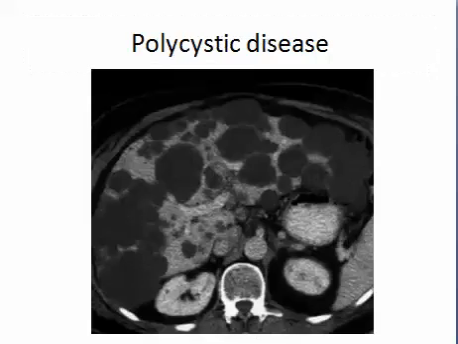This is the appearance of polycystic liver disease, and this can occur alone or in association with pancreatic cysts and renal multiple cysts. So it can be polycystic disease of the liver alone, or polycystic disease of the liver, kidney, and pancreas.